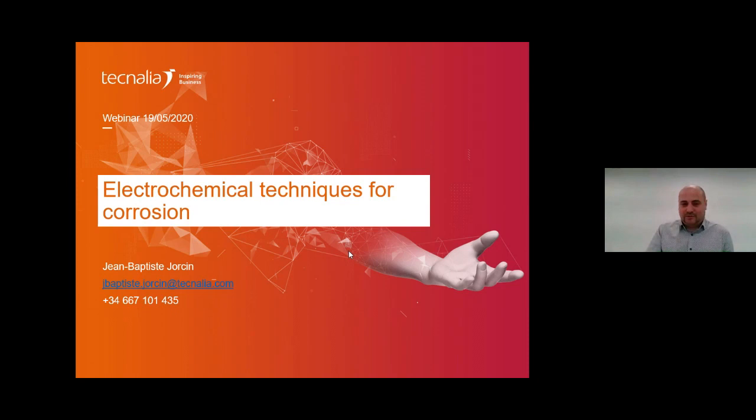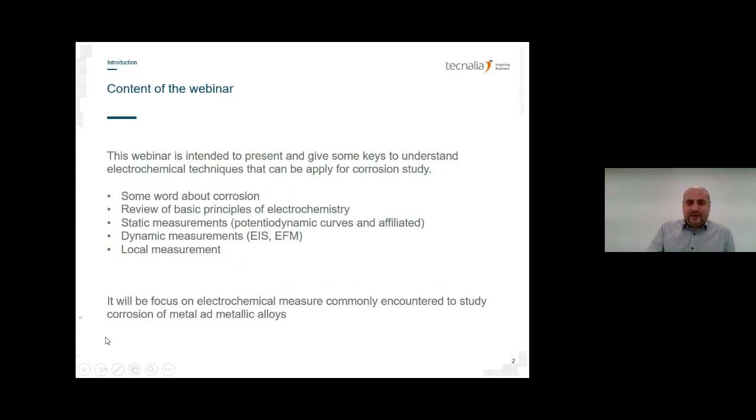So let's see a little bit how this webinar is going to go. I will try to give you some keys to understand electrochemical techniques and how we can apply them to study corrosion. We'll start first with some words about corrosion. It's important to understand that a little bit. And we will see some basic principles of electrochemistry, which is a necessary path to fully understand the topic. And then we'll go to the actual measurements, electrochemical techniques, that will be divided in three parts.